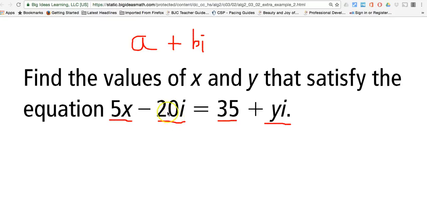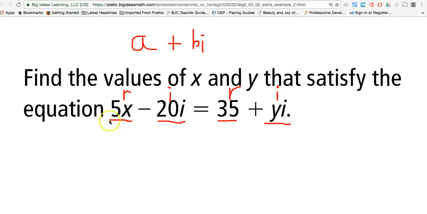So the first thing we do is identify the real and imaginary parts. So in this case, the real parts are 5x and 35, and the imaginary parts, those are the parts that have i in it. That's negative 20i and positive yi. So what we do is we go ahead and we set up two equations. The first is having an equation with our real parts equal to each other, and the next is setting up an equation with our imaginary parts equal to each other.